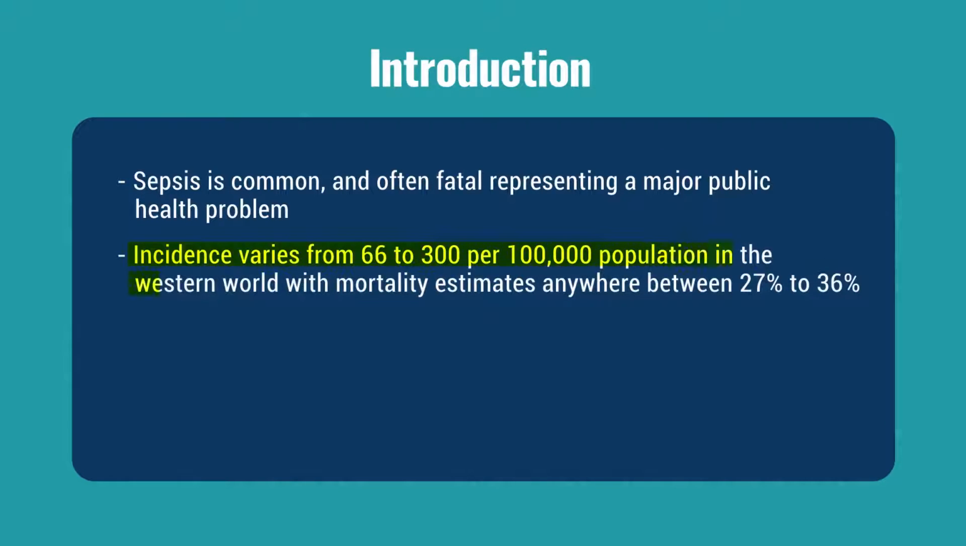Coming to the introduction and giving you a brief aspect about this disease, the incidence of sepsis varies between 33 to 100 cases per 100,000 population in the Western countries. And this is quite a high incidence. We don't have numbers from the developing nations, but it is still a major public health problem in the developing nations as well.